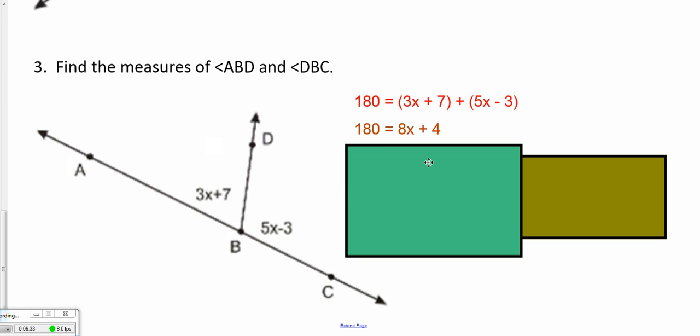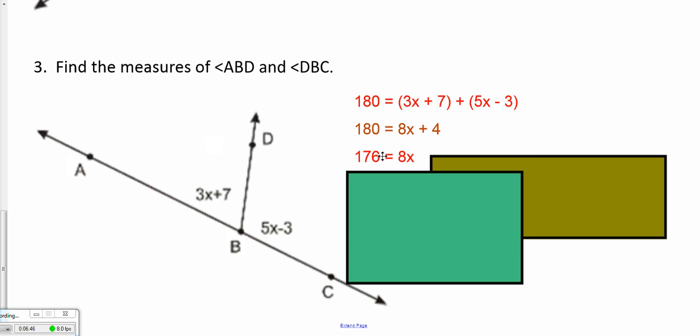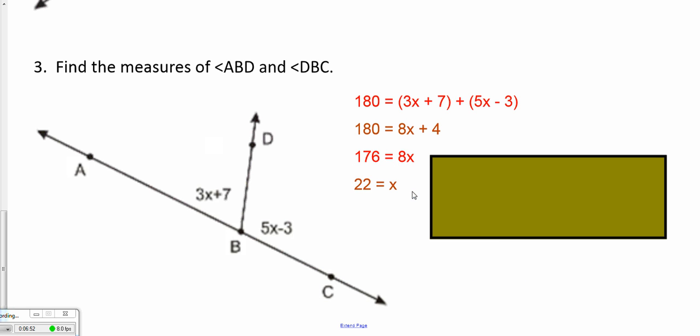Okay, now what can we do to both sides? We've basically turned this geometry problem into an algebra problem. All we have to do is just solve it like we would with algebra, minus the 4 from both sides. So it now becomes 176 equals 8x, and then divide by 8 on both sides, and we solve that x equals 22. Again, we're not done yet.